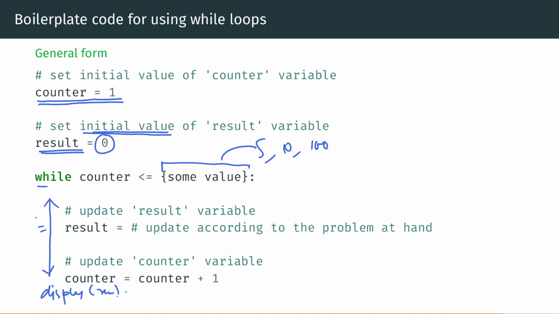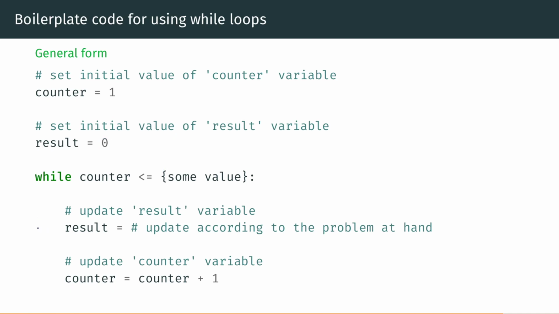Inside the while loop, which is to say preceded by these tabs right here, what you do is you update the result variable according to the problem statement. So if the problem wants you to find the sum, you'd say result equals result plus, right? If it wants you to find the product, you'll say result equals result times, and so on and so forth. So you update the result variable. Finally, you update the counter, and in this case, I'll say counter equals counter plus 1, or counter plus equals 1. You could also say counter equals counter minus 1, completely up to you.